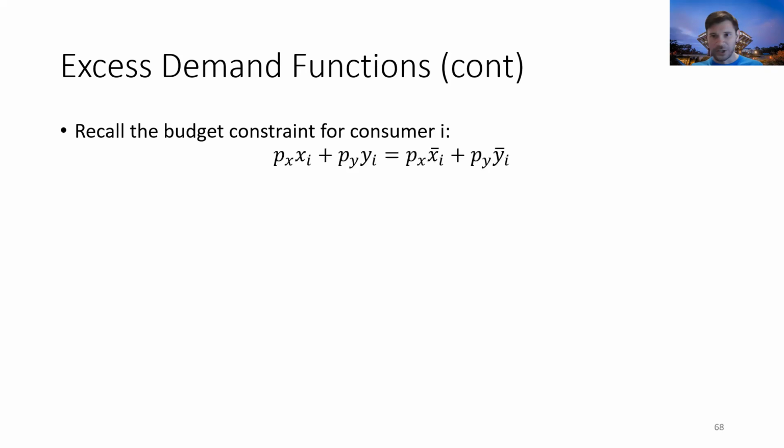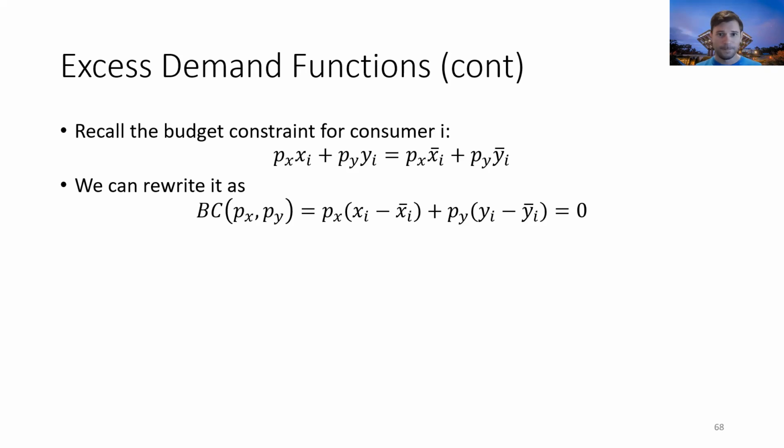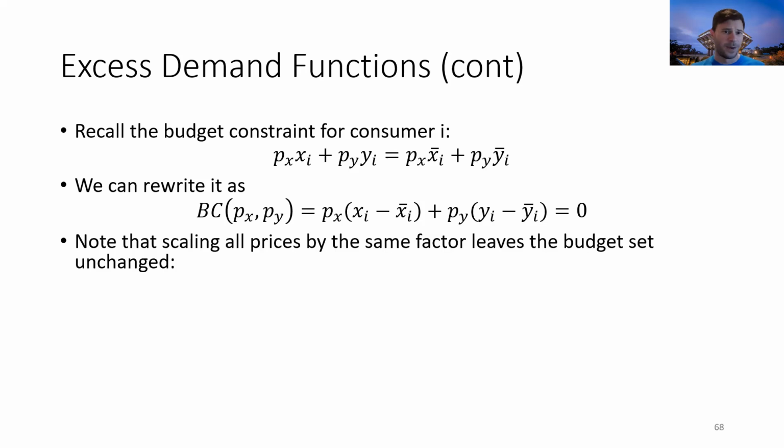Okay, so we had the budget constraints before, right? We rewrote this. And what I want you to notice about the budget constraint now is if we were to double all the prices, if we scaled all the prices by the same factor, I'm going to argue this would have to leave the budget constraint as I've defined it above unchanged. It would have to be unchanged, right?